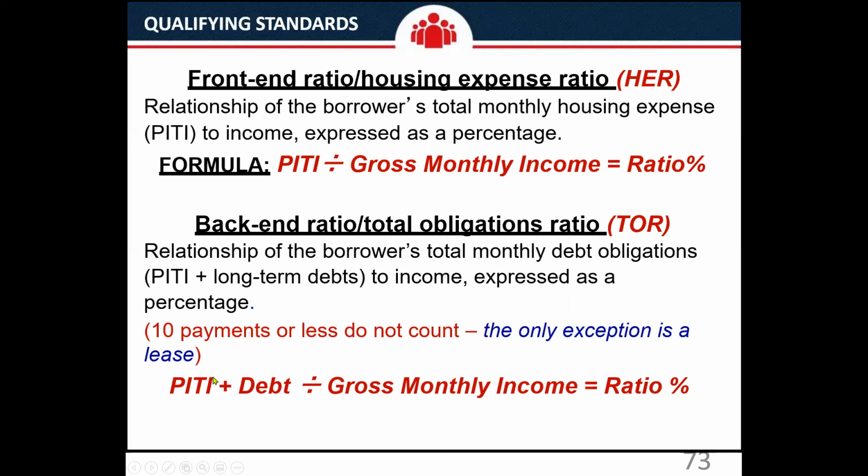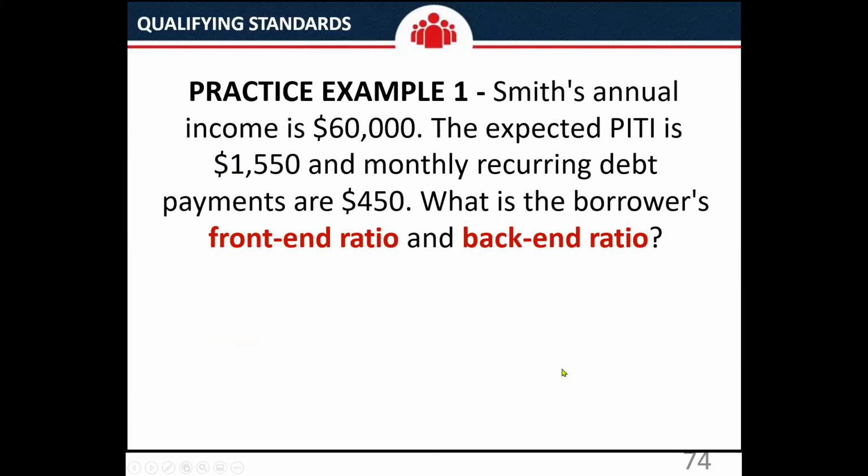For PITI, the housing expense, principal, interest, taxes, and insurance, plus the debt, divided by the gross monthly income, this gives you the back end ratio. Practice example for you guys. See if you can post it in the chat.